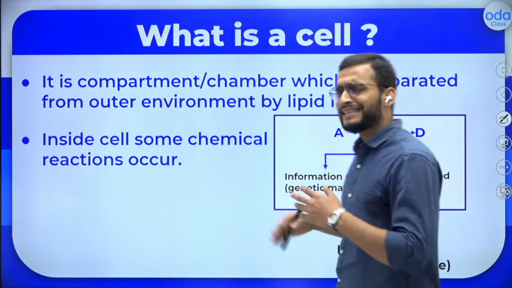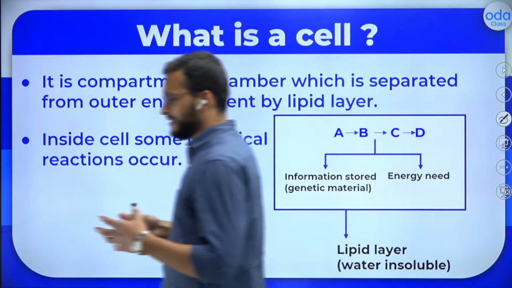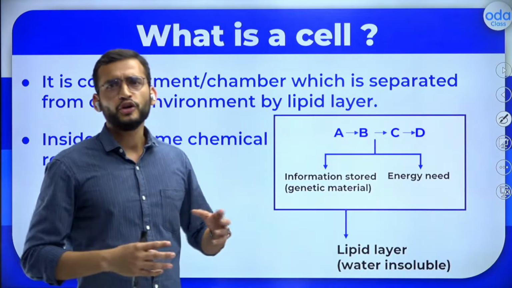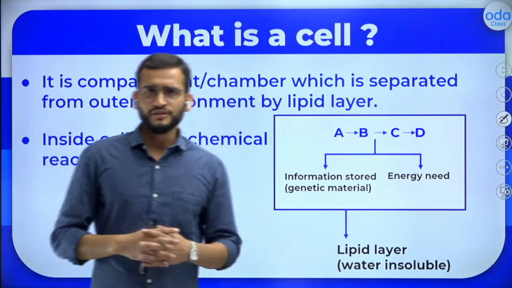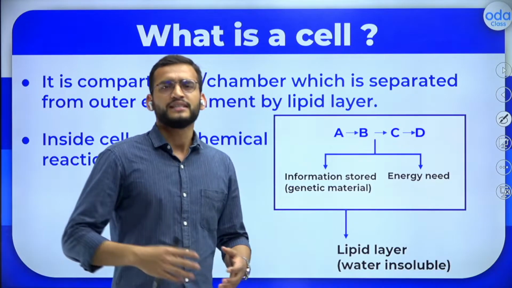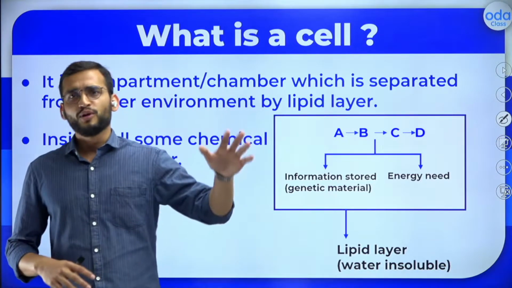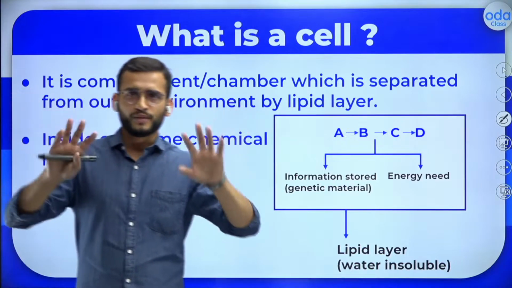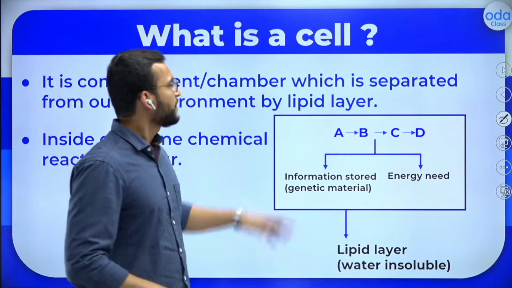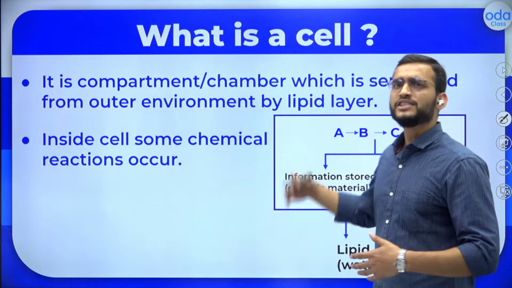What else? Inside the cell, there are certain chemical reactions going on. Definitely, inside your body cells, there are certain chemical reactions going on. We call them metabolic reactions: the sum total of all the chemical reactions that are occurring in a living system. You have two different types of metabolic reaction: catabolic reaction and anabolic reaction. Catabolic and anabolic reactions are going on, certainly. And these reactions are carried inside this compartment.